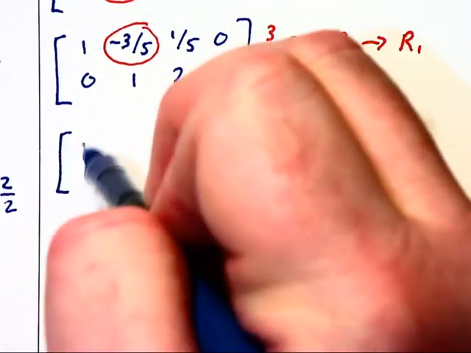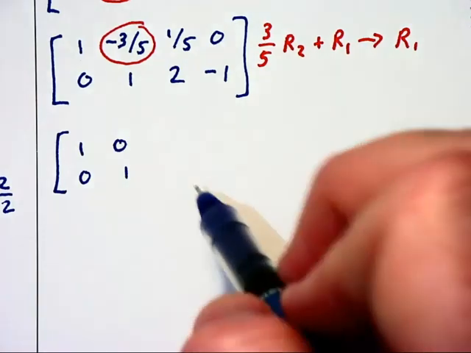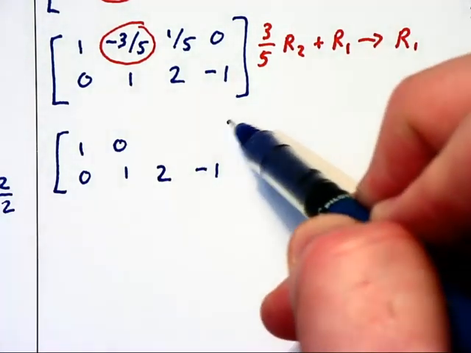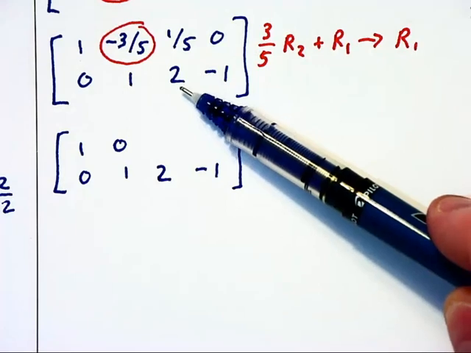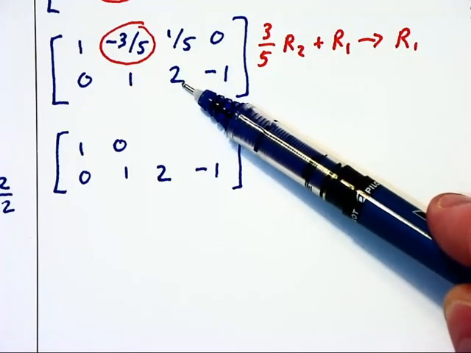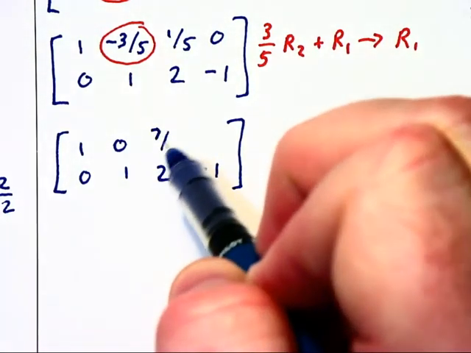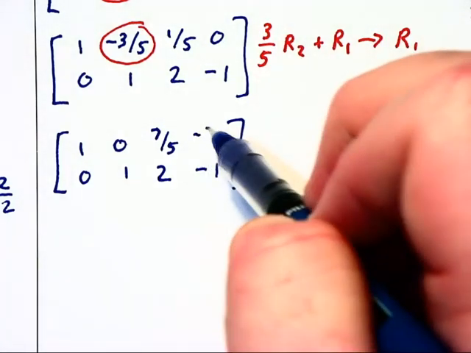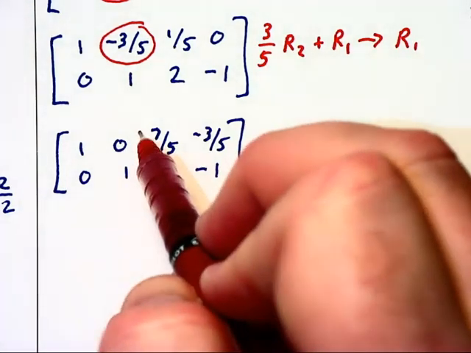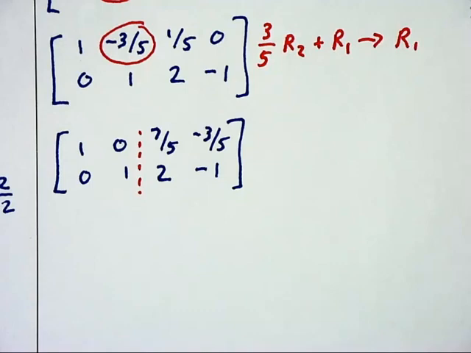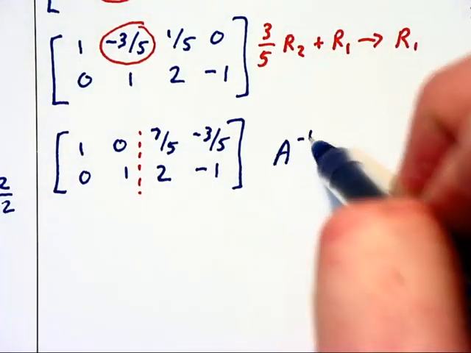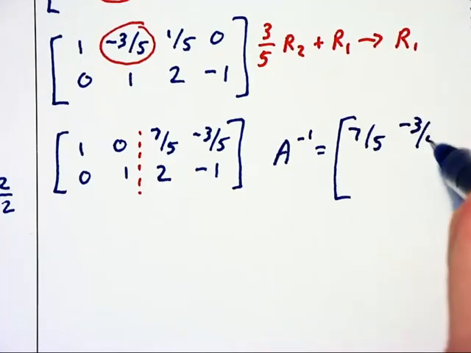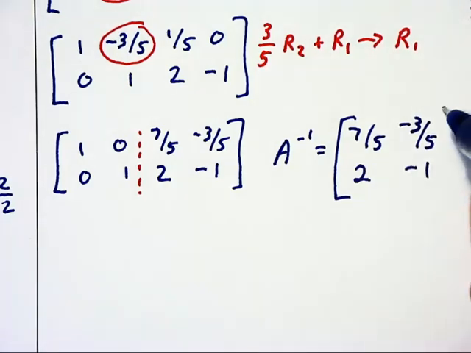And here we go. We will have the identity matrix on the left here. You know that row 2 is not going to change, so we're going to keep the 2 and the -1 down there. Now we just need to finish off the first row. 3/5 times 2. That's going to be 6/5 plus the 1/5 there to get 7/5. Then 3/5 times -1 is -3/5 plus 0 is -3/5. So we now have the identity matrix on the left, and what's on the right there is our inverse matrix, and we write that as A inverse is equal to, and here we have it, 7/5 on the top left, -3/5 on the top right, 2 on the bottom left, -1 on the bottom right.